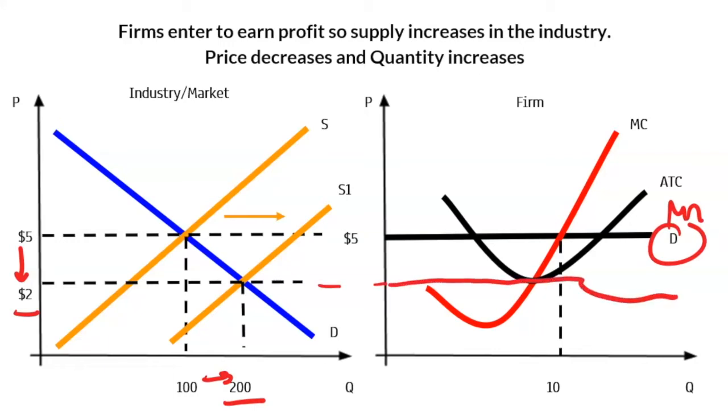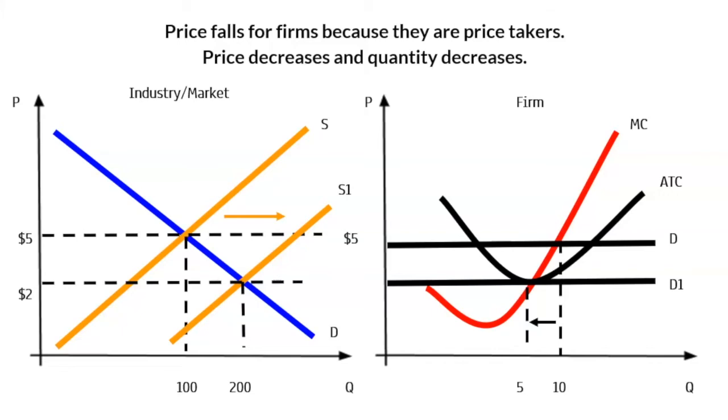So our marginal revenue curve, ignore that little bump, is going to be like this. Or in other words, to clean it up, this is what it's going to look like. Our demand curve or our marginal revenue curve, our price curve, because they're all the same thing, decreased because it matched up with this new equilibrium point here. And so when that happens, the price falls for firms because they are price takers. And so our price decreases in our firm.